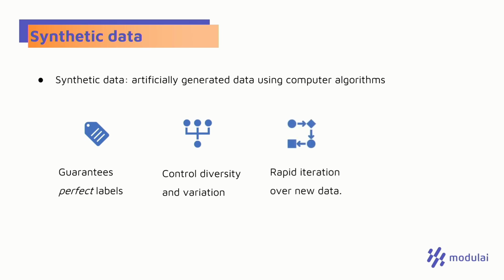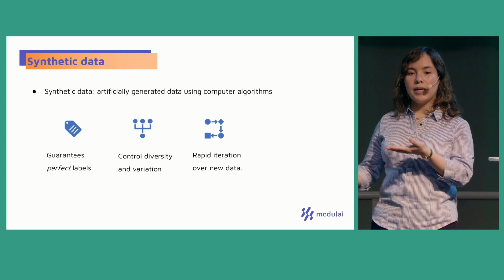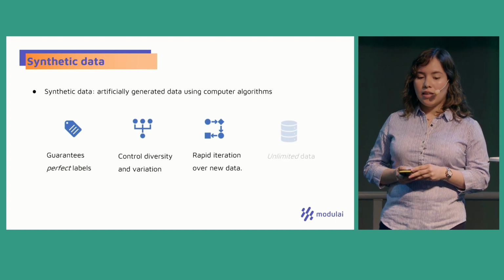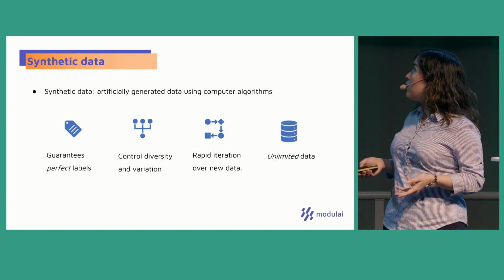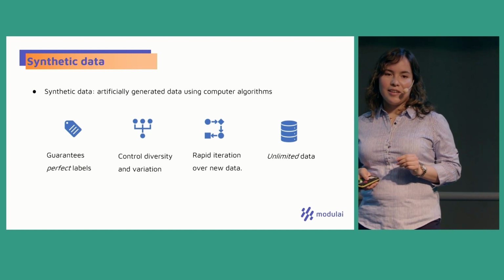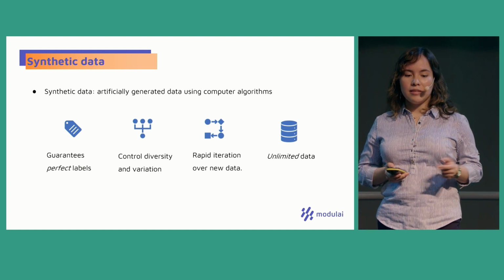It allows you to have a much faster iteration over new data. This contrasts with real data, where if you need new data, you have to go collect data, label it, and verify that the labels are correct. Here, once you have an algorithm or your system that builds synthetic data, it's much faster to go back and ask for more data. And with that, you can say you have an unlimited amount of data that you can create.